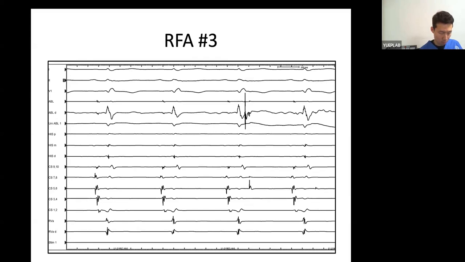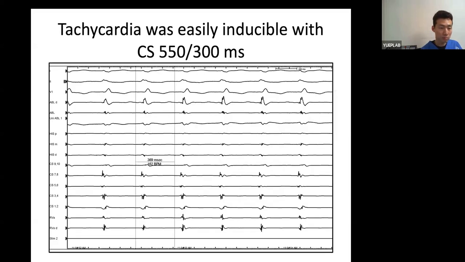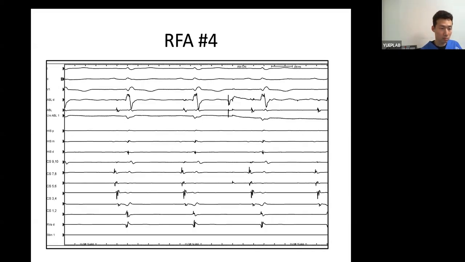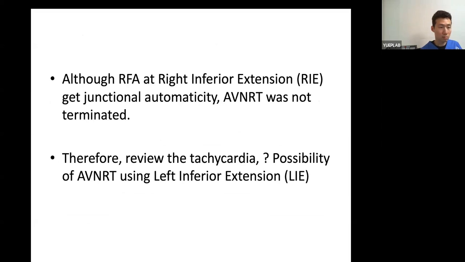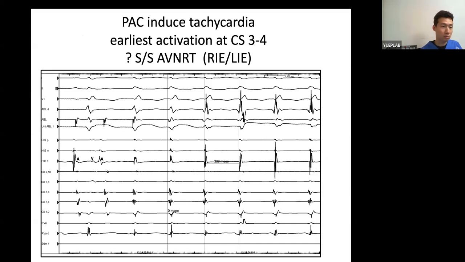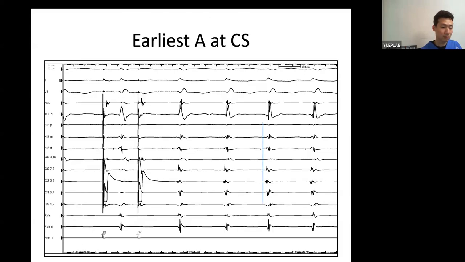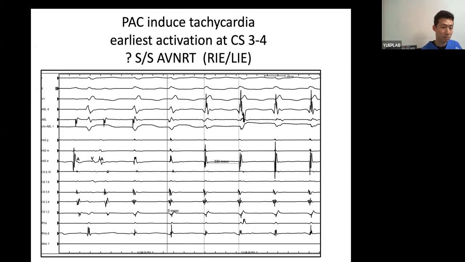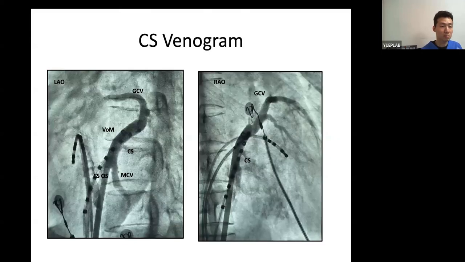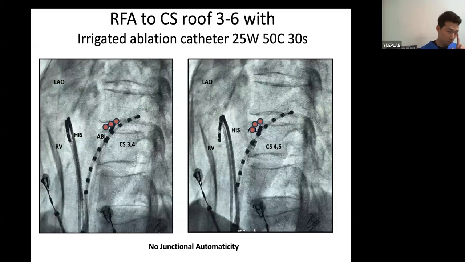And then you do number 3 ablation. I don't know whether this is inside the CS or not, but it doesn't look like it. Okay, keep going. 3 easily inducible. Okay, keep going. Tachycardia hasn't changed at all. Keep going. There's a small sharp potential. So keep going. Okay. So keep going. Now CS is earlier in this tachycardia. Keep going. So then you do venogram and keep going. You do the ablation inside.